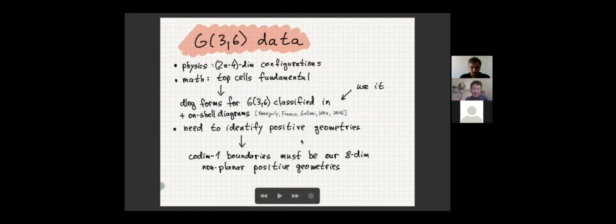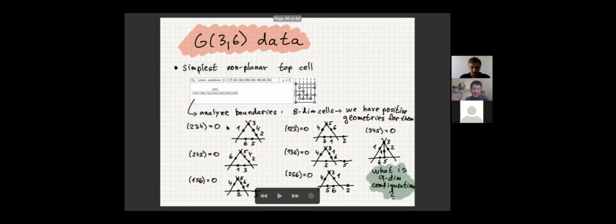And what we want is to identify the positive geometries, and we have some help because the codimension 1 boundaries correspond to these 8-dimensional configurations, which is exactly this 2n minus 4. So the ones we already studied. Okay, so the simplest top cell they list there, they give this particular form and this on-shell diagram.